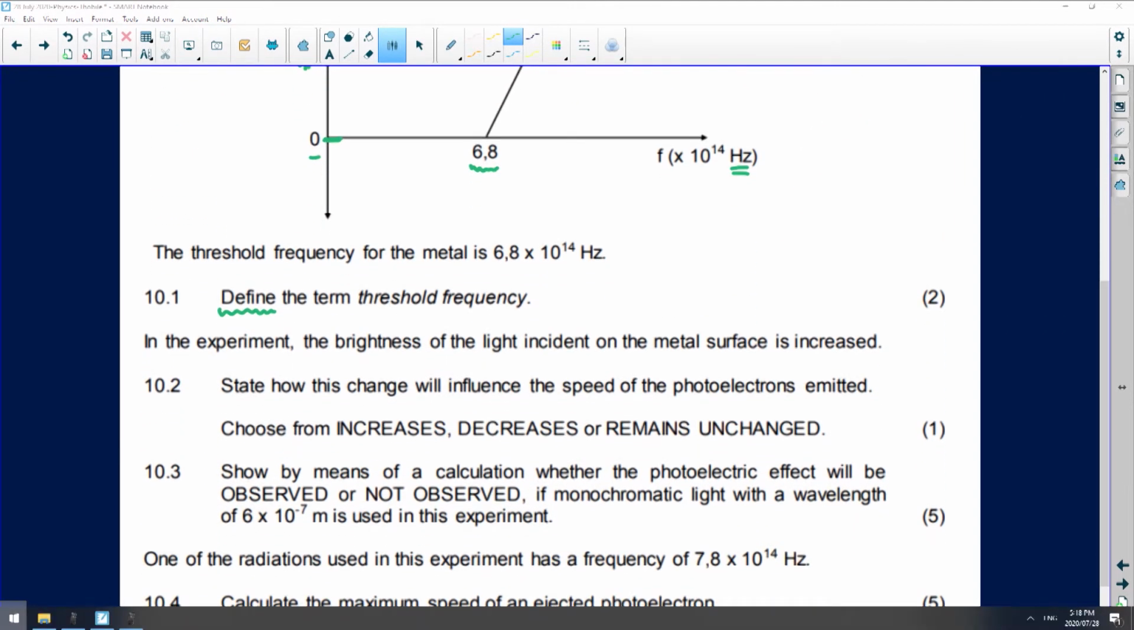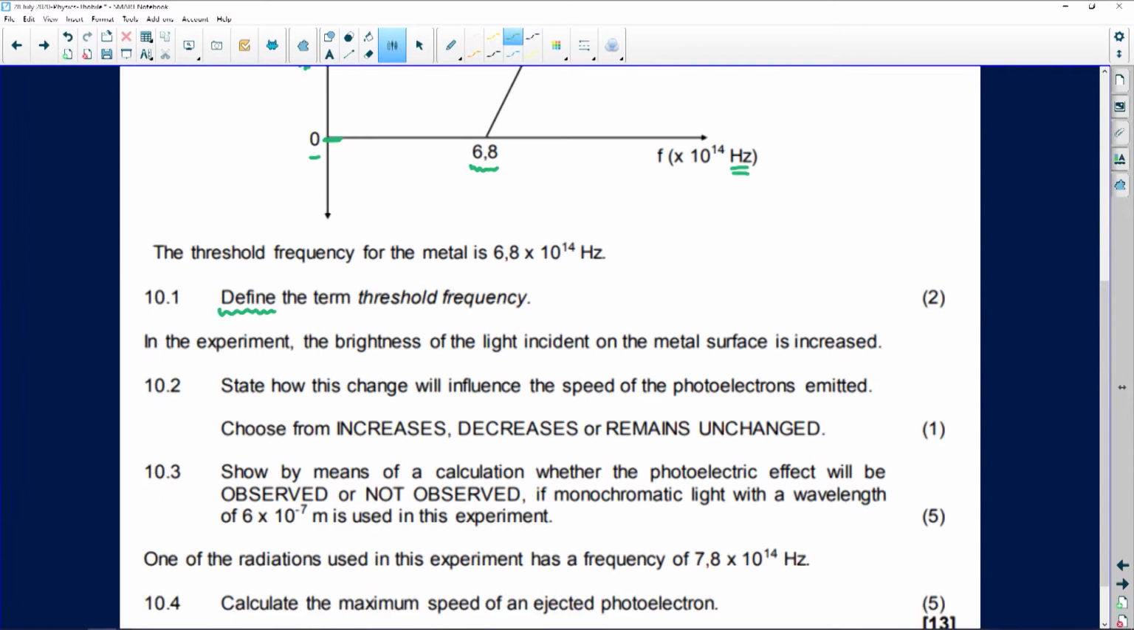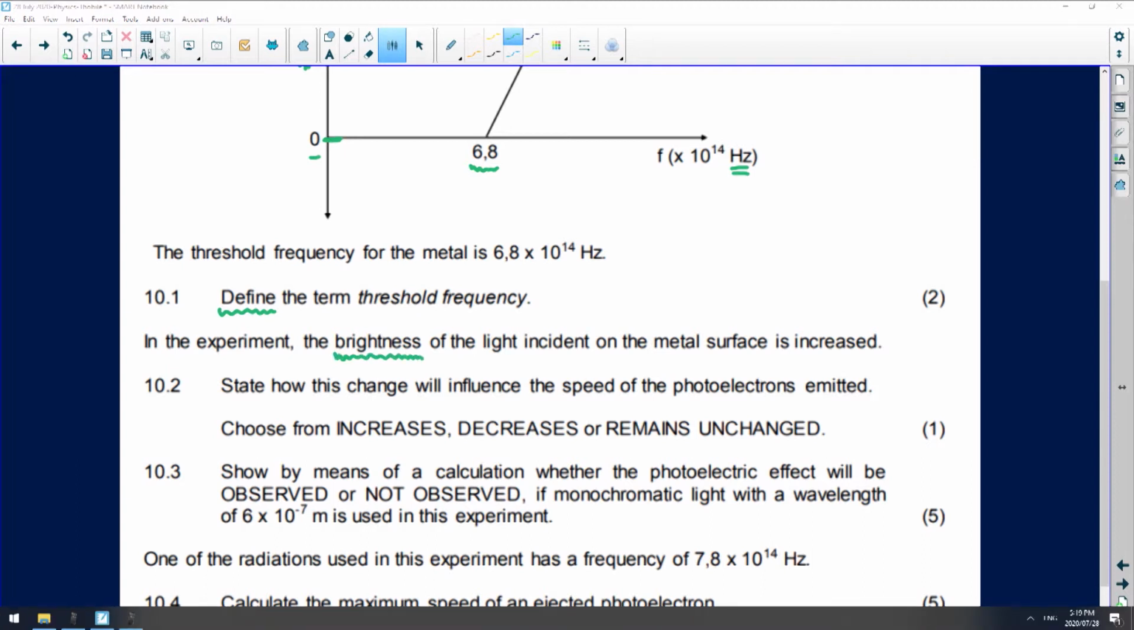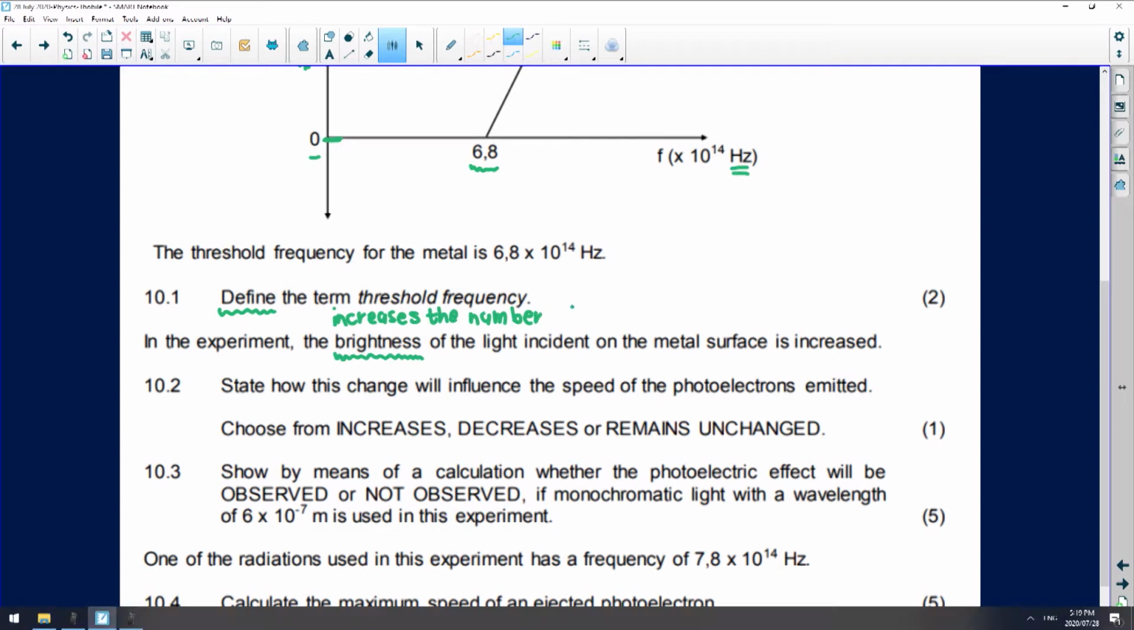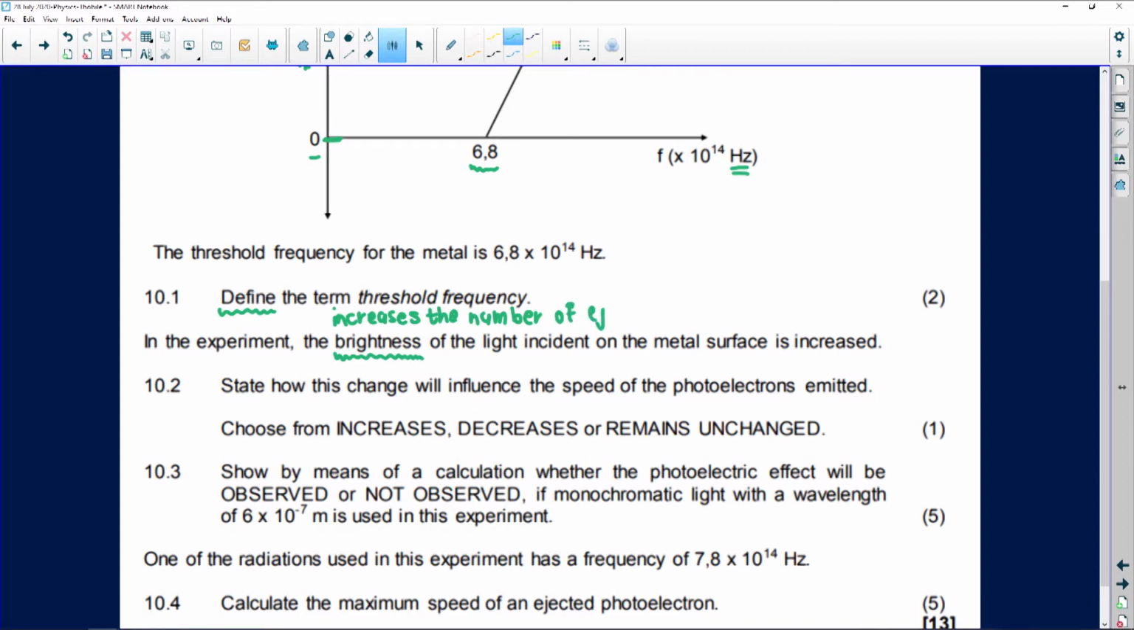The next question says, or the information says, in the experiment, the brightness of light. Now we know the brightness of light comes with frequency. However, I just want to write here that the brightness only increases the number of ejected electrons. Now I love ejected electrons. I love working on questions like this so that when I answer, it makes sense.